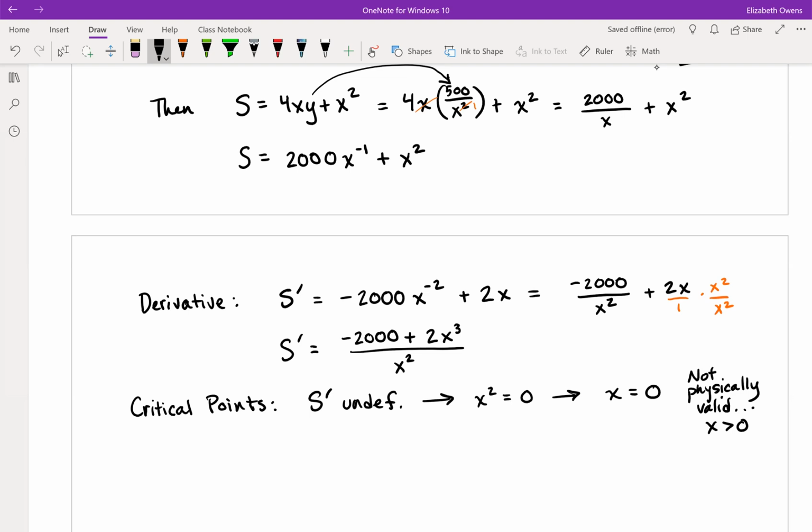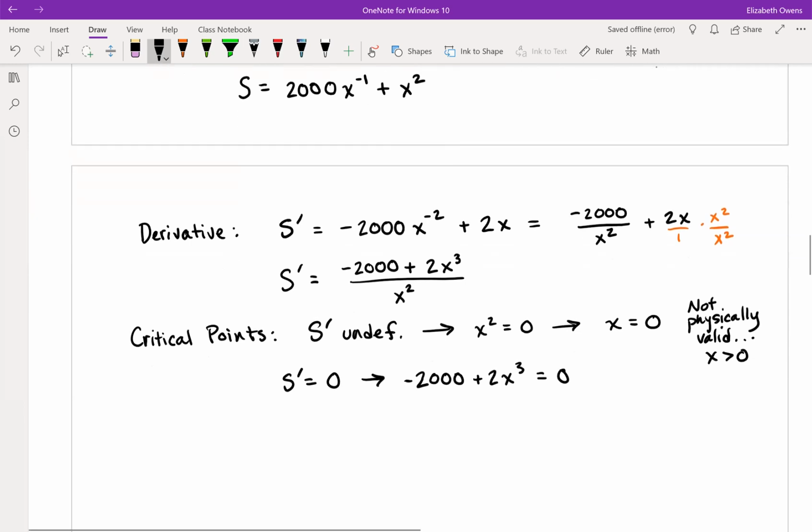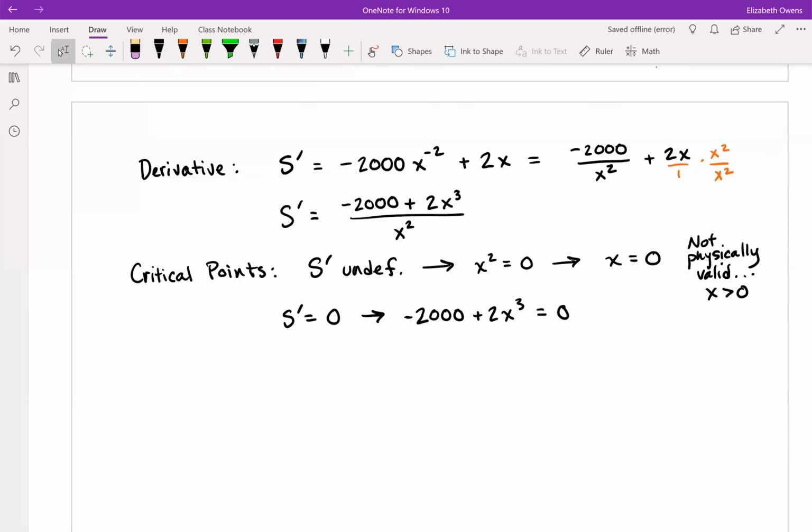Okay, so let's focus instead on where s prime is equal to 0. That would be where negative 2000 plus 2x cubed equals 0, taking the numerator of our expression there. And so 2x cubed equals 2000. That would mean x cubed equals 1000. And cube root both sides. That would give us x equals 10.